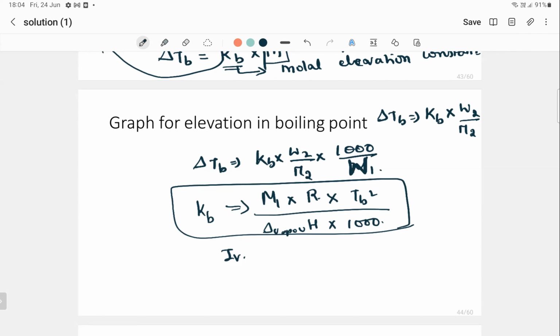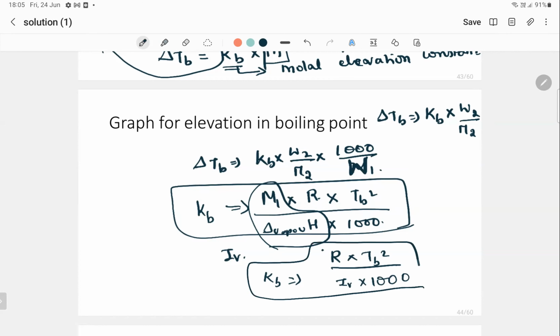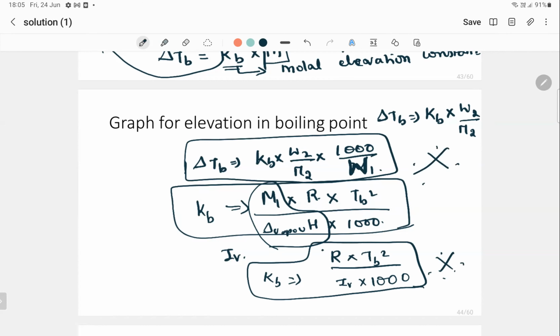According to the latent heat of vaporization, how they will write is, all of this will become IV. So now Kb is equal to R into TB square divided by IV into 1000. So just get the information about this, but this is an important formula. You are going to apply it in your problems. This is important. IV is latent heat of vaporization, and R is nothing but your ideal gas constant.